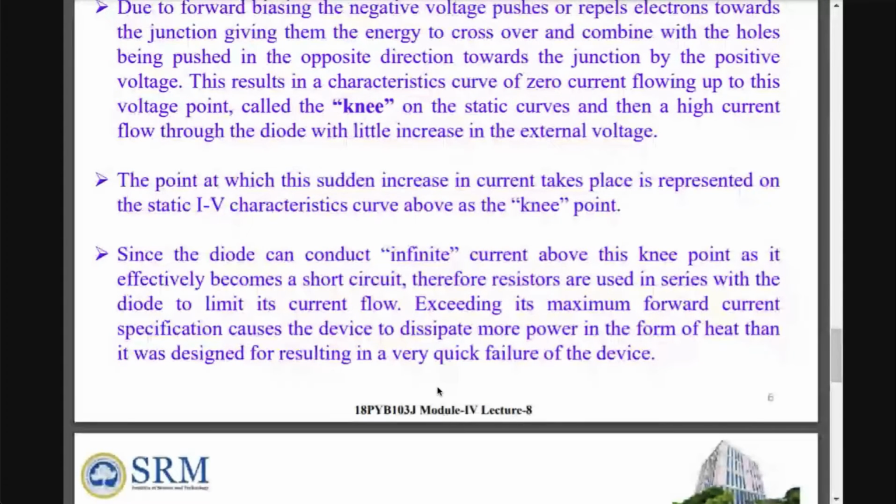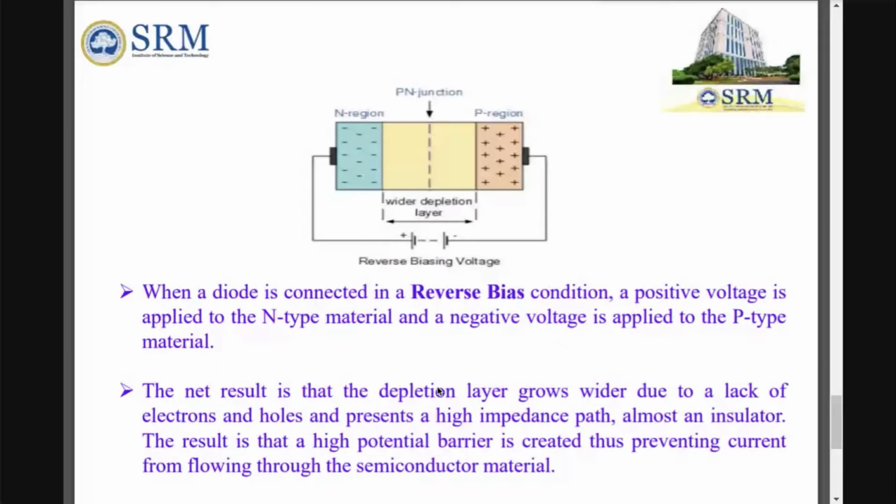That is the reason that in most circuits where diodes are used, resistors are connected in series. The same happens in reverse bias also, but in reverse bias there is a breakdown voltage. See here, next you go to see the reverse bias.